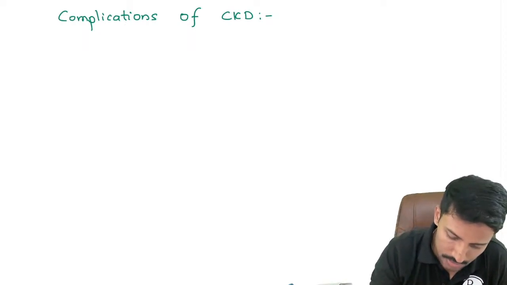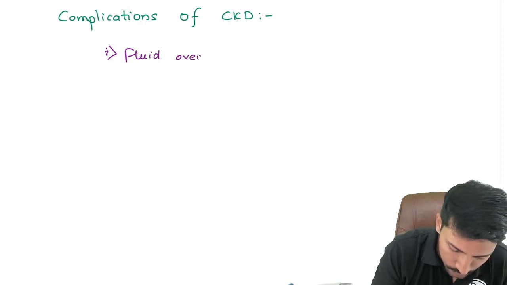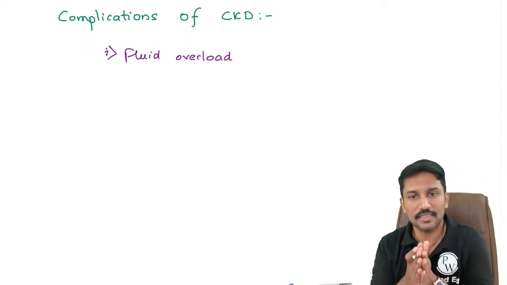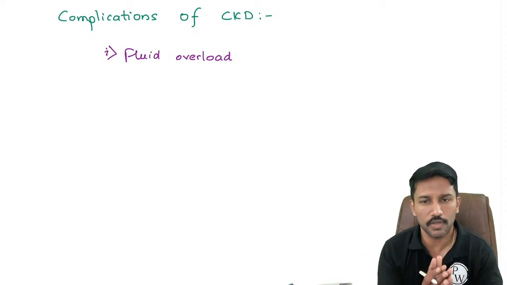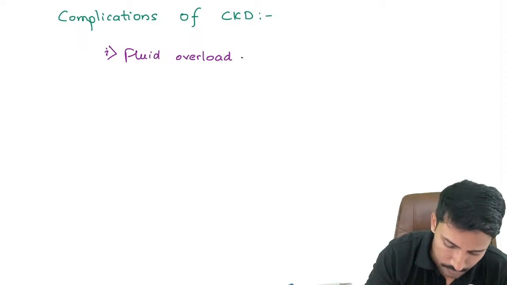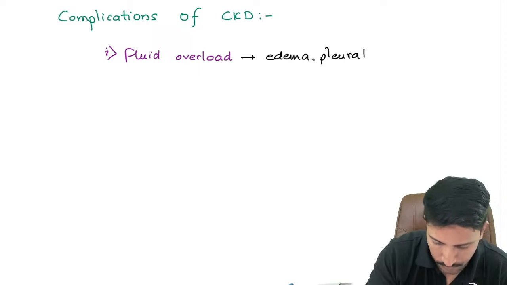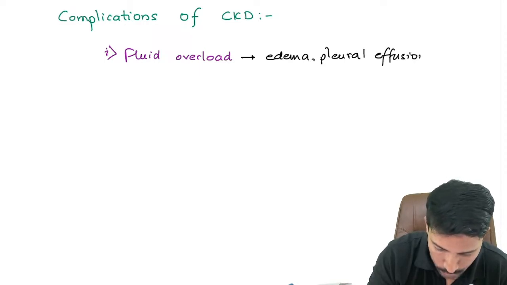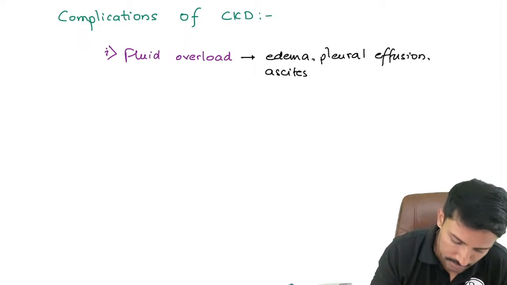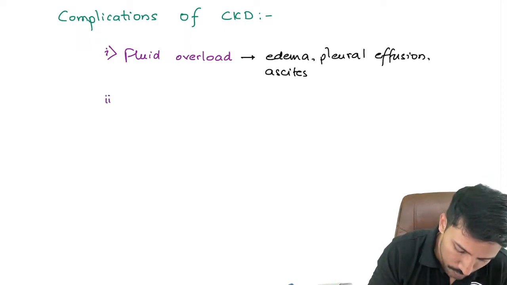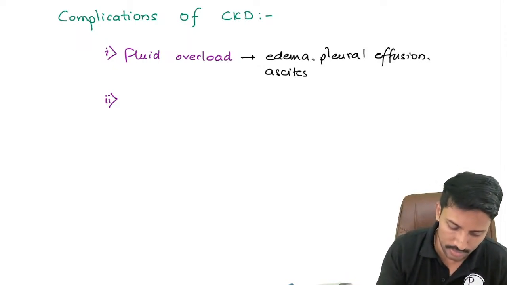So in the complications, first thing that we will mention is the fluid overload, because kidneys are supposed to eliminate the excess fluid that we are taking in. If they are not able to do, there will be fluid overload. The patient will present with edema, pleural effusion, ascites. These are the manifestations of fluid overload that can lead to shortness of breath and other symptoms. Next, after the fluid overload, what else can chronic kidney disease lead to?